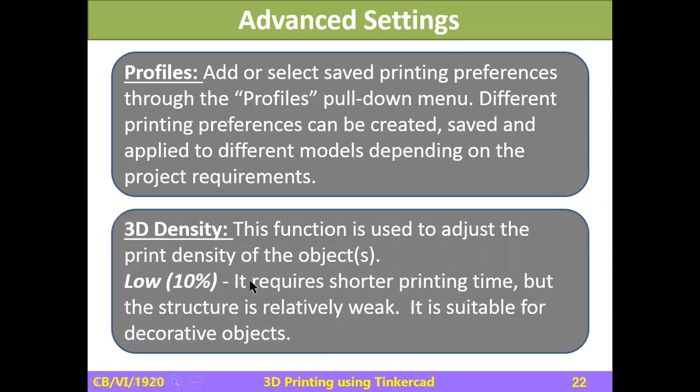Second, 3D density. This function is used to adjust the print density of the objects. ऑब्जेक्ट्स आपने जितने भी सिलेक्ट करके रखे होंगे उतने ऑब्जेक्ट पे वो अपनी डेंसिटी मींस क्वालिटी, it's one type of quality, you can see that it will give the quality. In that there are such types. First is the low 10%.